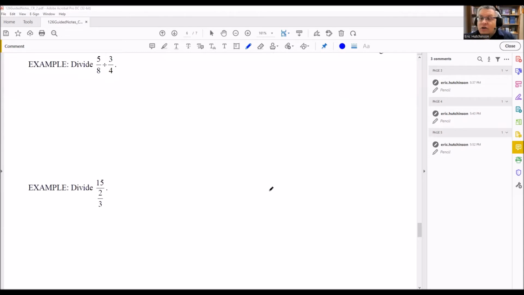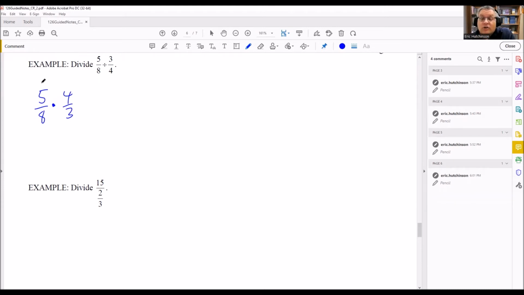So let's do this. We want to divide 5/8 by, that's a division symbol there, 3/4. So 5/8 divided by 3/4. Okay, what we do, you take the first fraction. If it's not on top like this one is, then that means you just take the first fraction, we're going to change it into multiplication, and then we're going to flip it over and do 4/3. So that's how we do that.